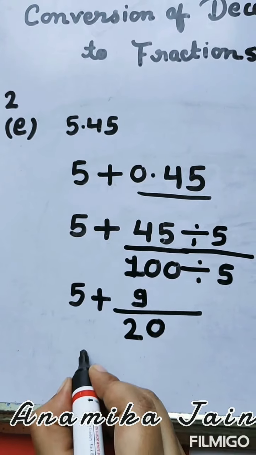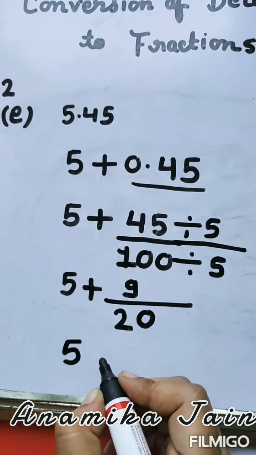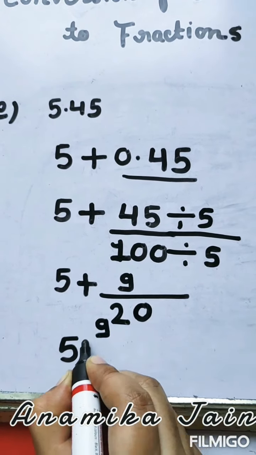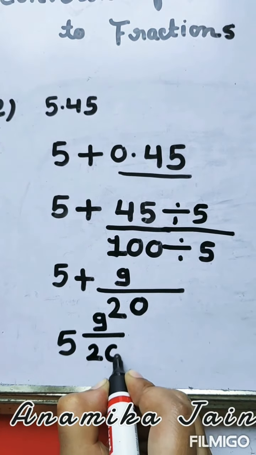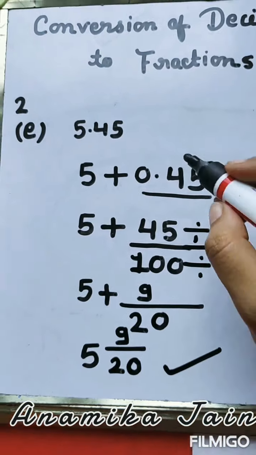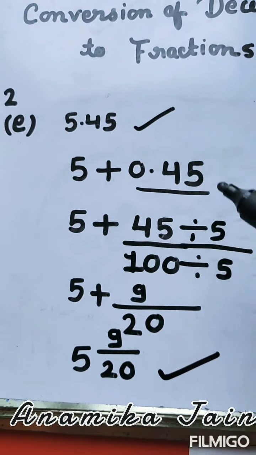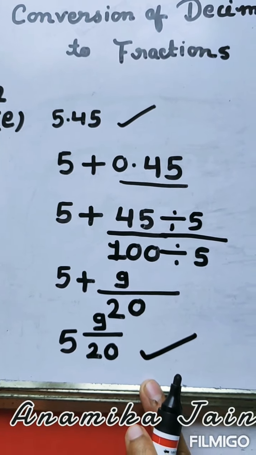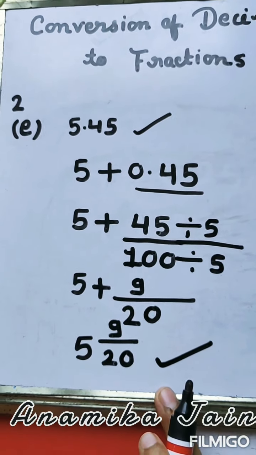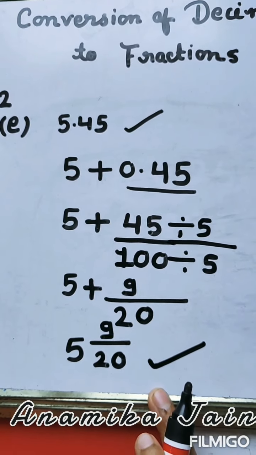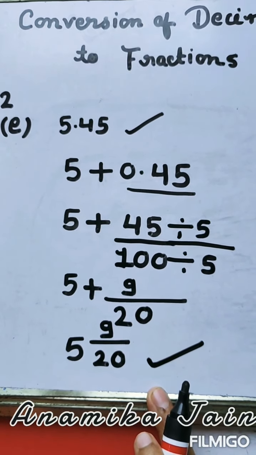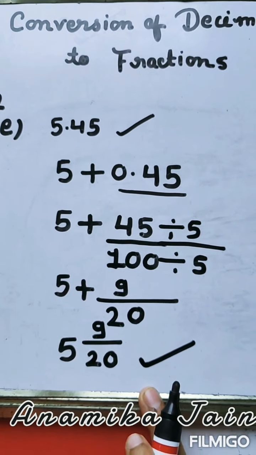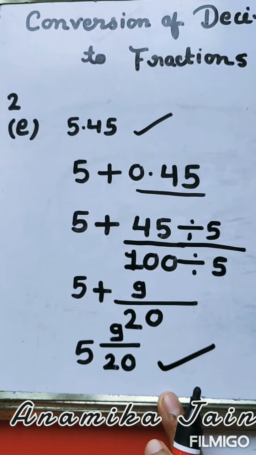And how many wholes are here? 5 wholes are here. And what is the fraction? The fraction is 9 by 20. So this is how we can convert a mixed type of decimal into a fractional form and its simplest fractional form, right? This is how you have to solve the other questions, that is question number 2 of page number 79 in your copy, and ask me if there is any doubt.